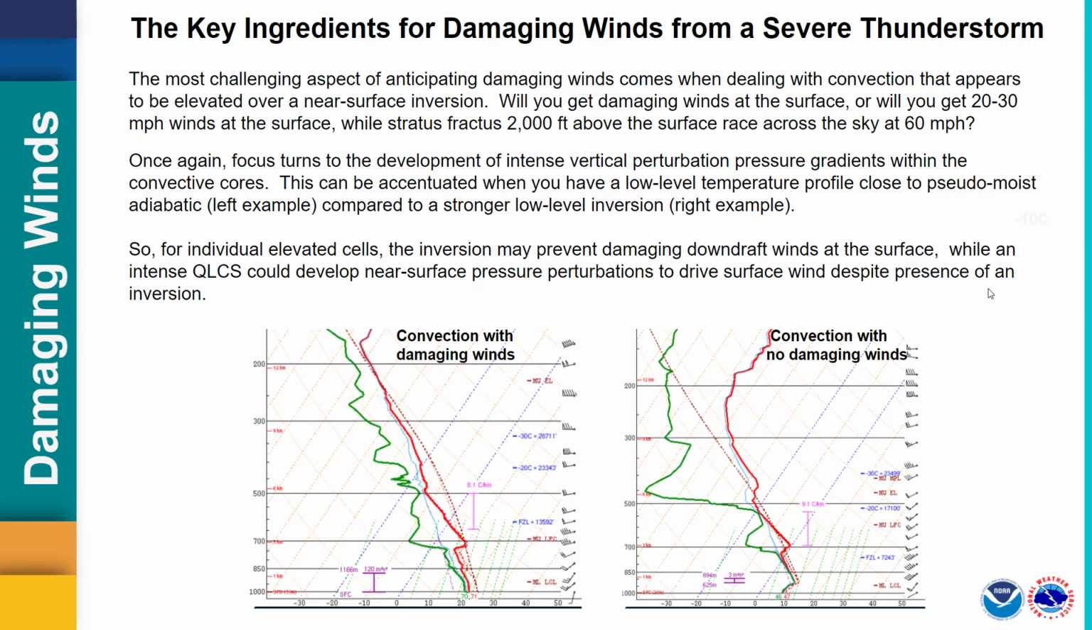In some scenarios, such as bowing line segments, the pressure gradients may be horizontal, while in other scenarios, such as pulse severe storms, the gradients may be vertical in nature. Perhaps the greatest challenge is dealing with the damaging wind threat when you have an existing near-surface inversion, and likely have elevated convection. For individual elevated cells, the inversion may prevent damaging downdraft winds at the surface, while an intense QLCS could develop near-surface pressure perturbations to drive surface wind despite the presence of an inversion.